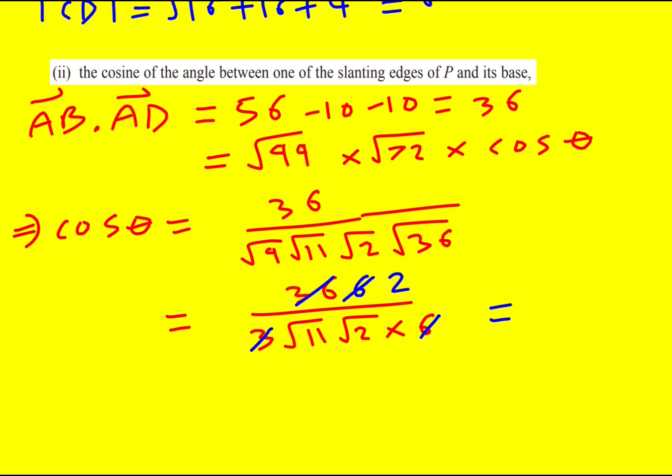And I could leave it like this, but actually 2 divided by root 2 is root 2, so probably the simplest answer is to write it as root 2 over 11. You could also write it as root 2 over root 11, of course.